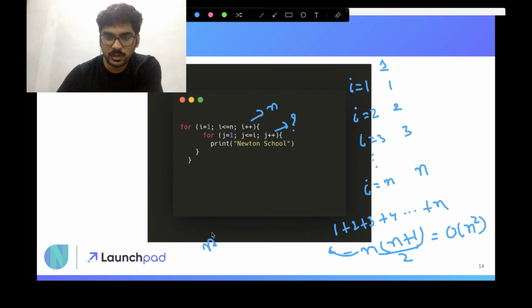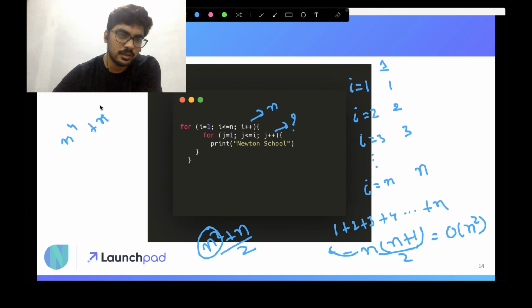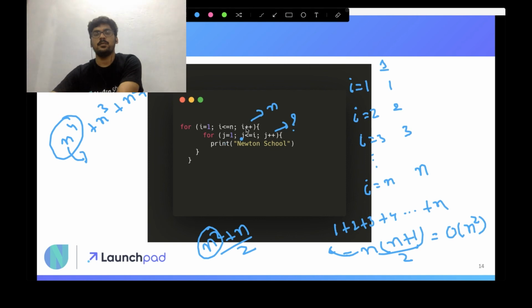This will be like n square plus n by 2. Now if there are a number of powers here, suppose n to the power 4 plus n to the power 3 plus n to the power 2 plus n, we take the most dominant term. So n to the power 4 is the time complexity.